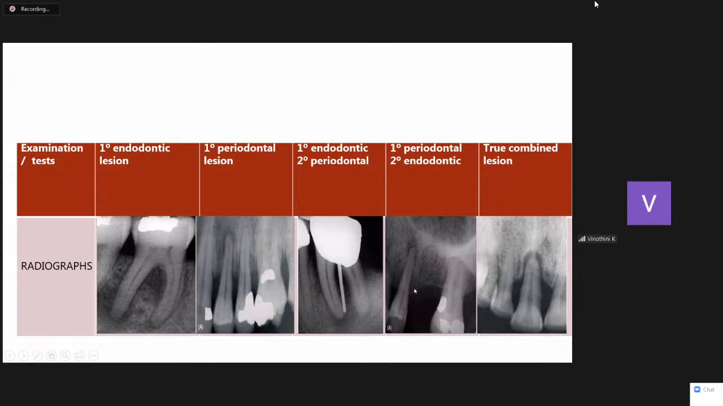So how to discriminate: if you have generalized bone loss, along with bone loss in only one particular tooth, it is going to be primary perio and secondary endo. If there is endodontic infection and periodontal infection in only one tooth, it is going to be primary endo, secondary perio. And this is very easy to discriminate, primary endo and primary perio.